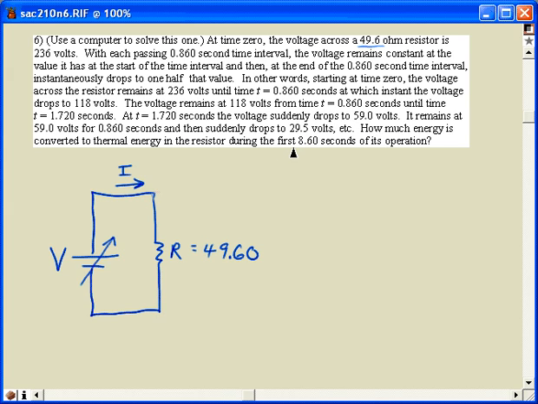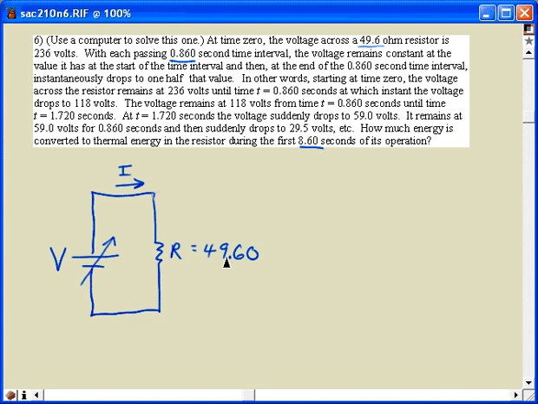And they want to know how much energy is converted to thermal energy during the first 8.6 seconds of operation, where with each 0.86 seconds, that's a tenth of that time interval, the voltage drops to half the value at the start of the time interval.